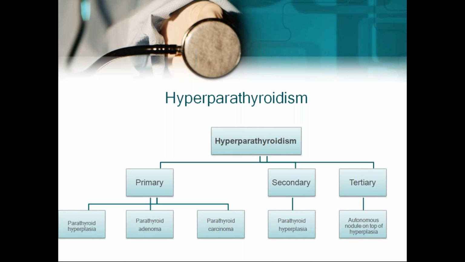Coming to secondary, due to some other cause, the parathyroid hyperplasia will happen. That is due to decreased calcium. And the third type is tertiary, autonomous tertiary. Tertiary is because even if the primary and secondary causes are corrected, still hyperparathyroidism is present. Such a condition is tertiary hyperparathyroidism, and what we see is an autonomous nodule on top of hyperplasia.